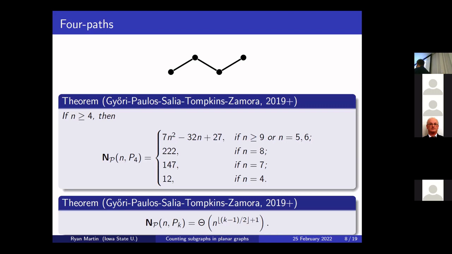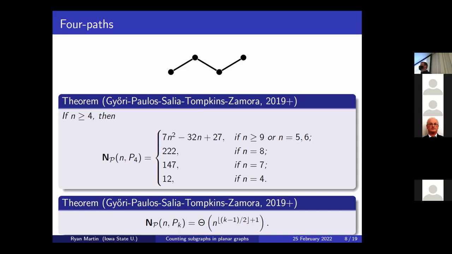And let's see, they got P4. Again, some really nasty configurations, n equals 8, n equals 7. I would say that it's sort of a coincidence that it works for 5 and 6, that you get the same formula. For n at least 9, though, you get 7n squared. And they proved that if you had any path, then they got the right exponent. They could figure it out. It's the floor of (k minus 1) over 2, plus 1. That's the right exponent for n.